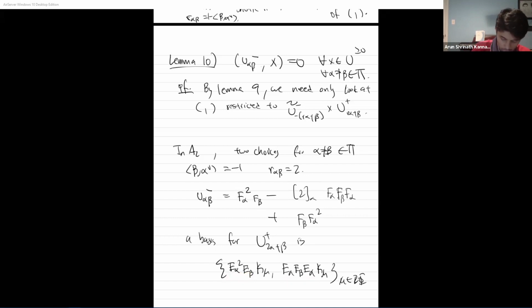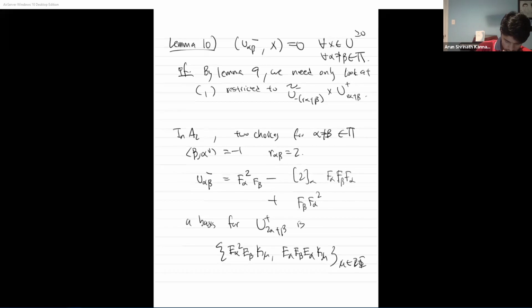So when you pair with the basis and you get 0, then in general it's going to vanish on the Serre relations. So if you apply this lemma, this descends to a pairing on U less than or equal to 0 cross U greater than or equal to 0. And that proves the theorem. Okay, so let's end there.